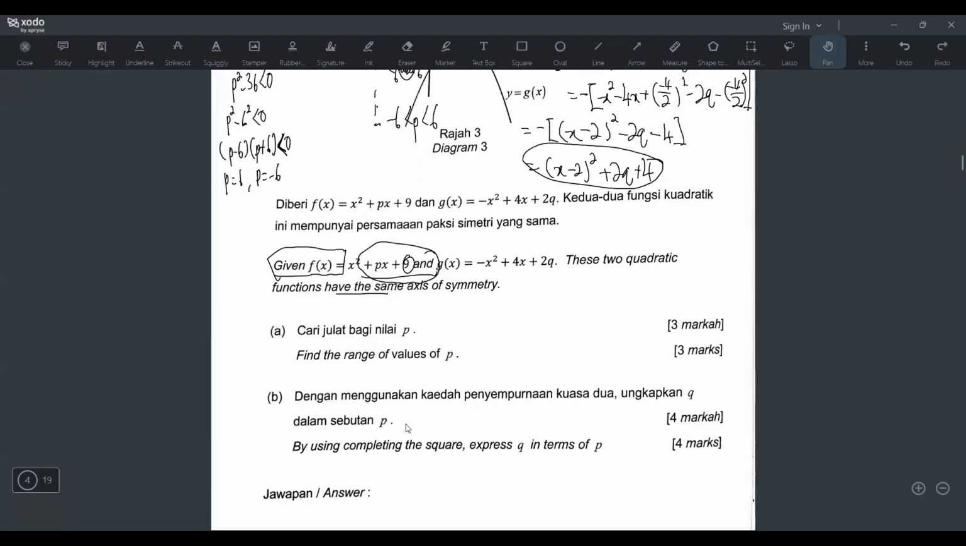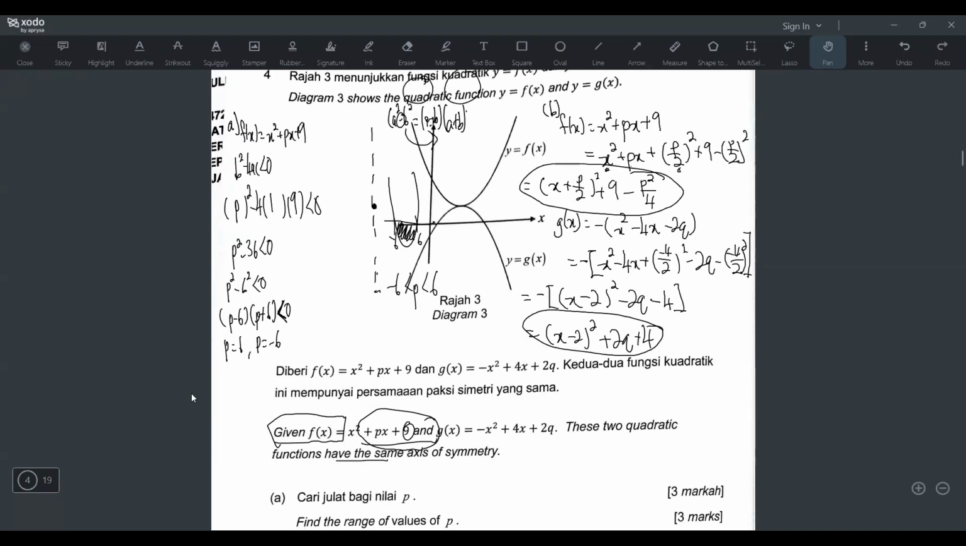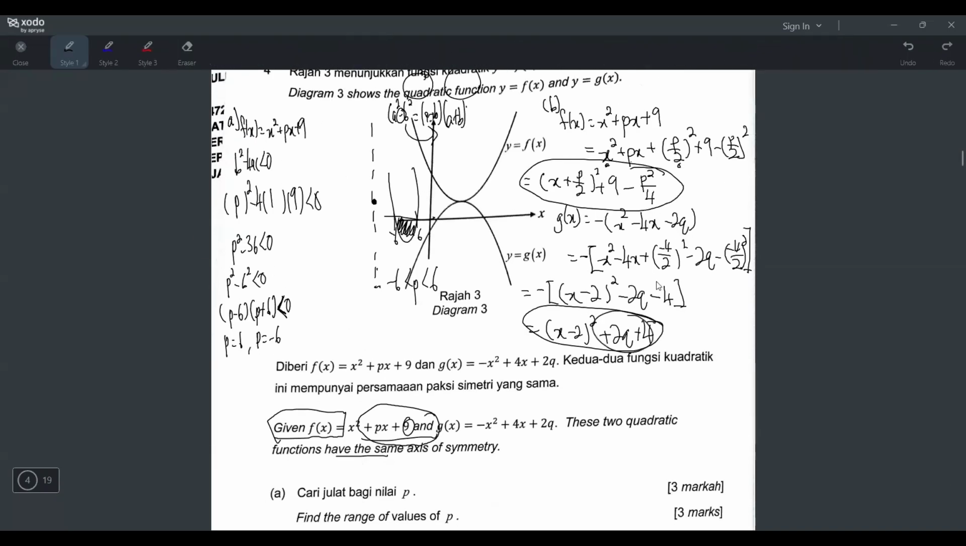Instead, they want q in terms of p. So I think you will compare the y coordinate, which means you will take 2q plus 4 equals to this one, 9 minus p squared over 4. But why can it be equal like this? Why can you take whatever here equal to this? Because the number at the back here represents the minimum value or the maximum value. And for this case, they both have the same y coordinate. It means they have the same minimum value or maximum value. That's why they can be equal here.